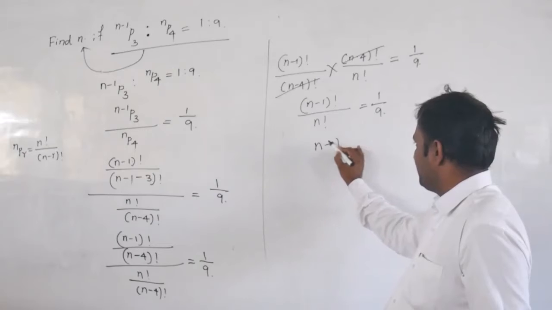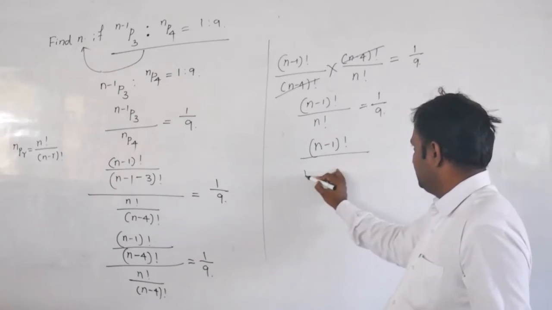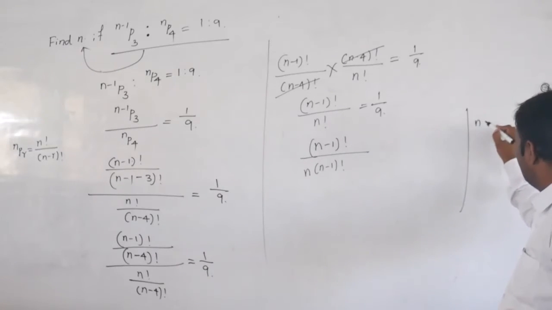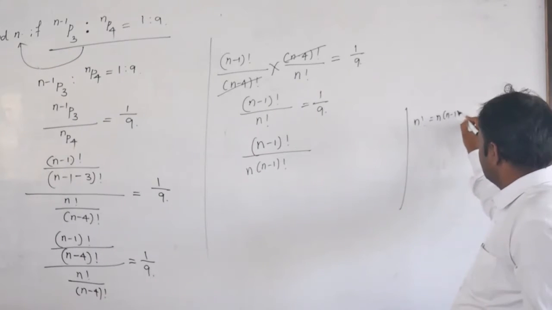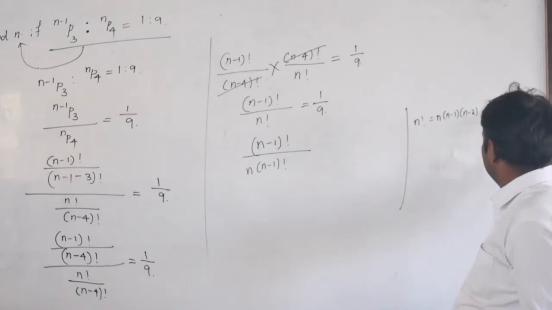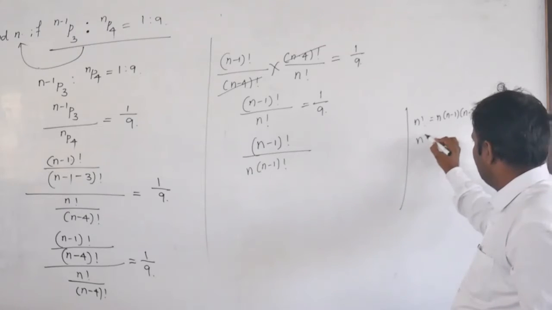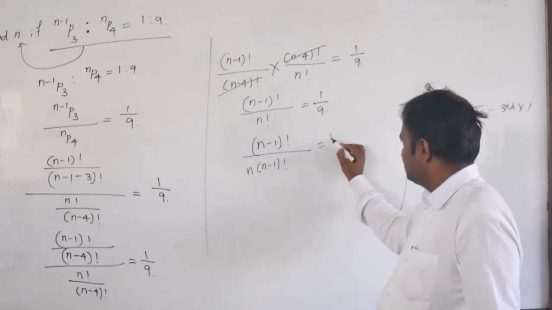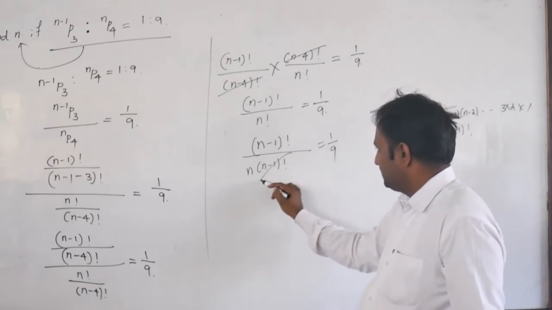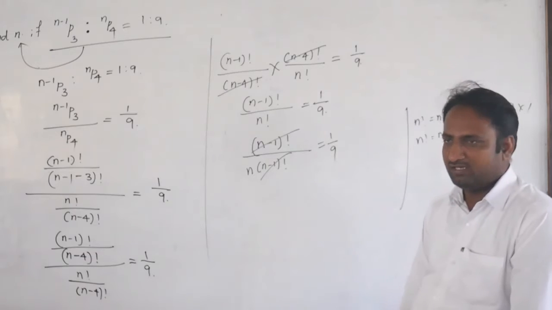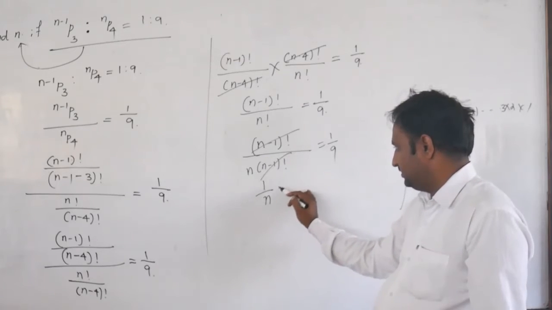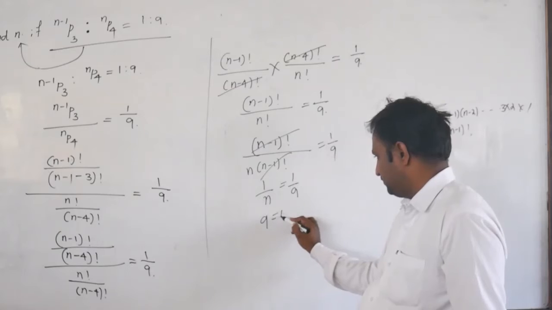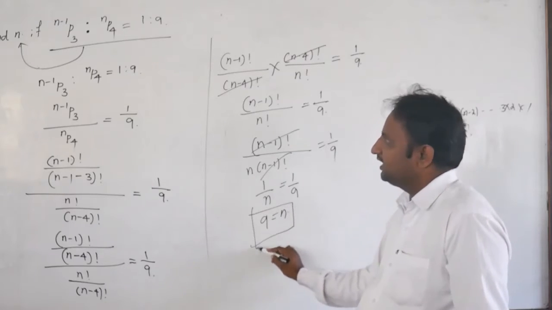Here (n minus 1) factorial, because n factorial can be extended as n, n minus 1, n minus 2, so on to 3, 2 and 1. So n factorial is equal to n into (n minus 1) factorial. Here (n minus 1) factorial and (n minus 1) factorial get cancelled. 1 divided by n is equal to 1 divided by 9. Cross multiplying, 9 is equal to n. The n value is 9.